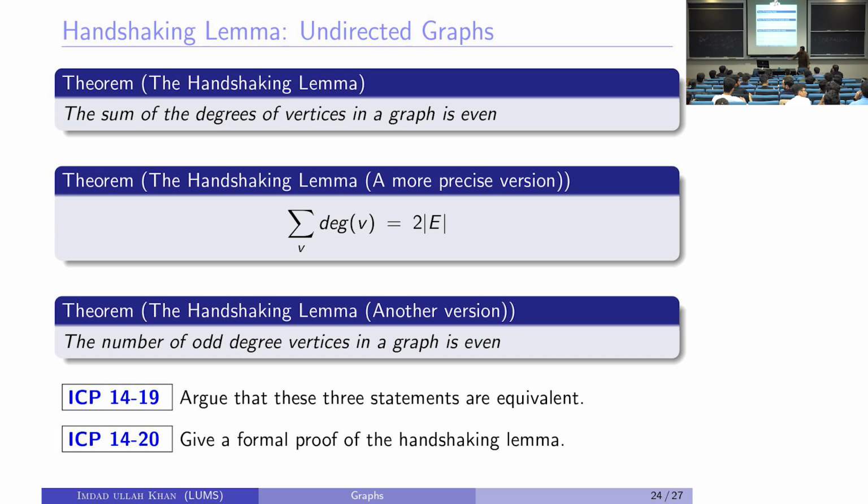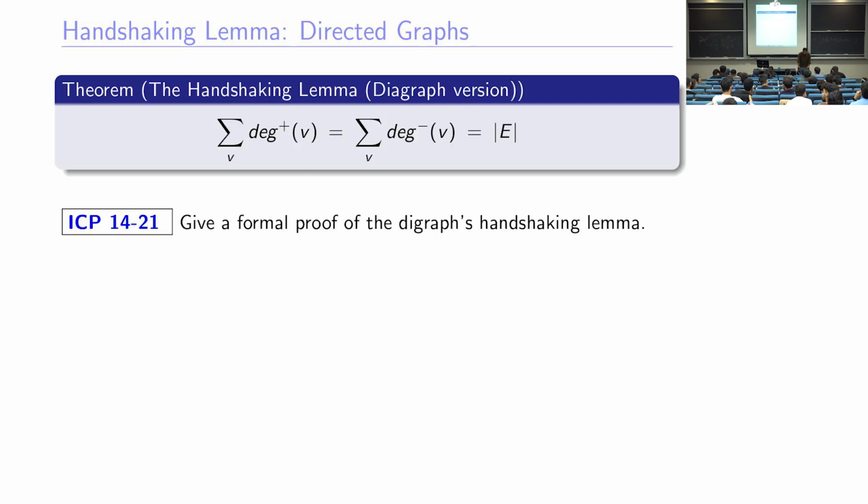Give a formal proof. I gave you the formal proof of this. Okay, this was an example, but if you just add up degree of V1 plus degree of V2 plus degree of V3, then each edge will be counted twice. For directed graphs, there is also a handshaking lemma. It adds up to a slightly different thing.